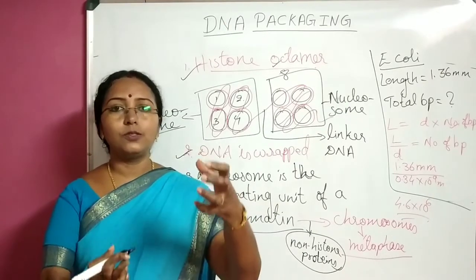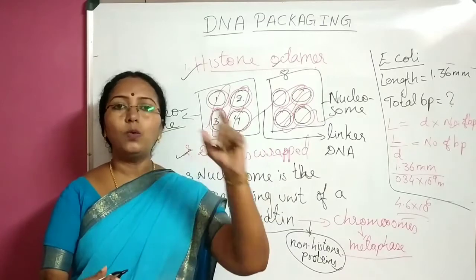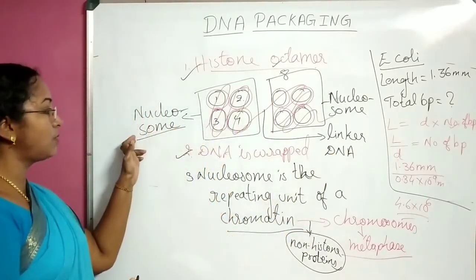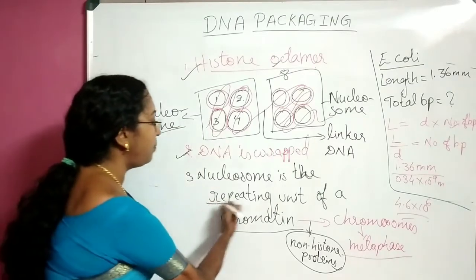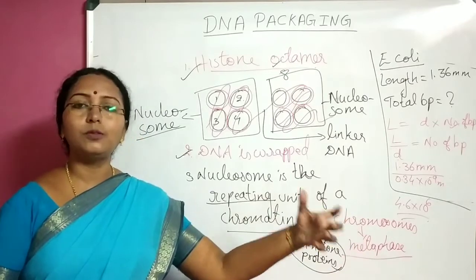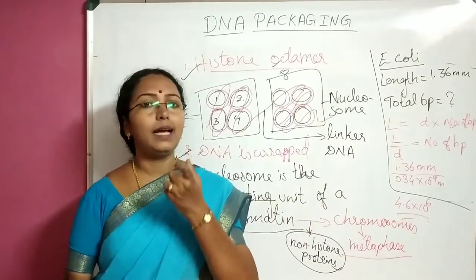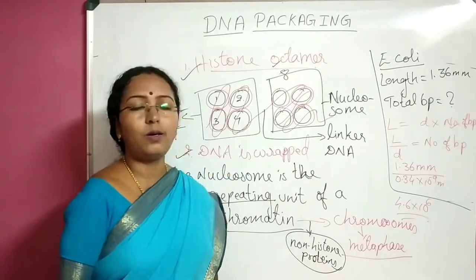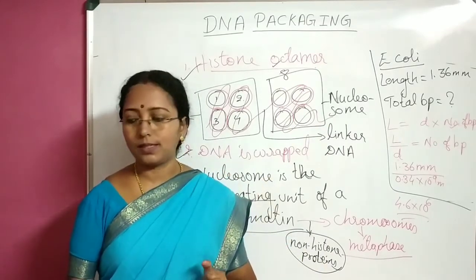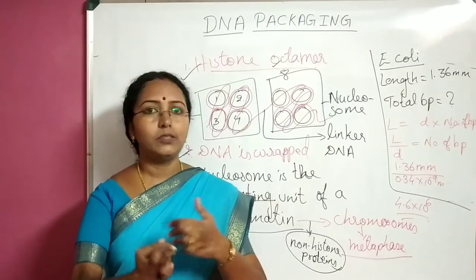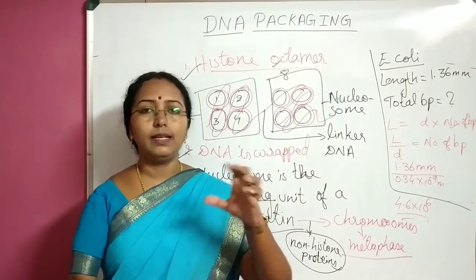Histone proteins form the octamer over which the DNA is wrapped, and you call that structure the nucleosome. So the nucleosome is the repeating unit of a chromosome. For the chromatin to form the chromosome, again it has to condense, and that condensation is brought about by a special kind of proteins called non-histone proteins. So don't worry about the structure of the proteins, what that is and everything. It will be dealt with in another session.